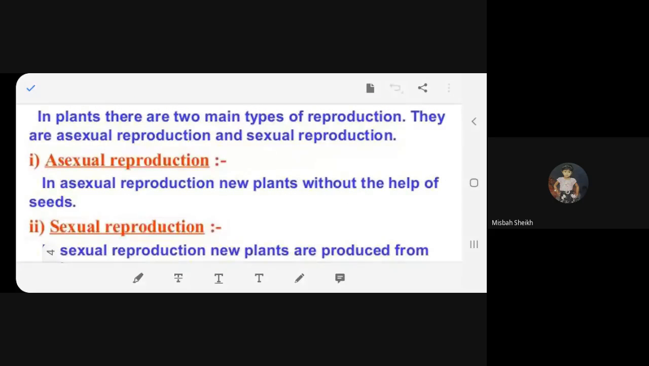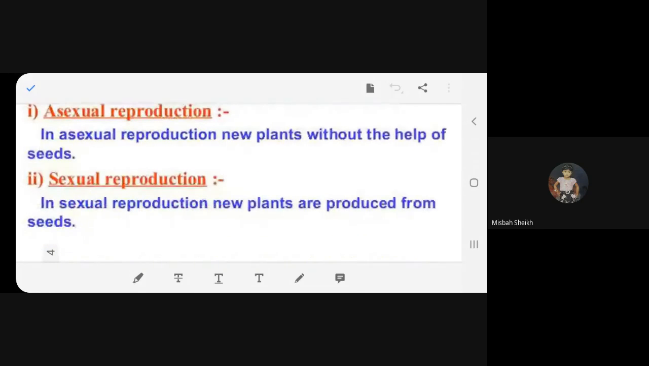In plants, there are two main types of reproduction. They are asexual reproduction and sexual reproduction. Asexual reproduction is producing new plants without the help of seeds. In sexual reproduction, new plants are produced from seeds. What difference did you get in asexual and sexual? That in asexual reproduction, seeds are not formed, whereas in sexual reproduction, seeds are formed.